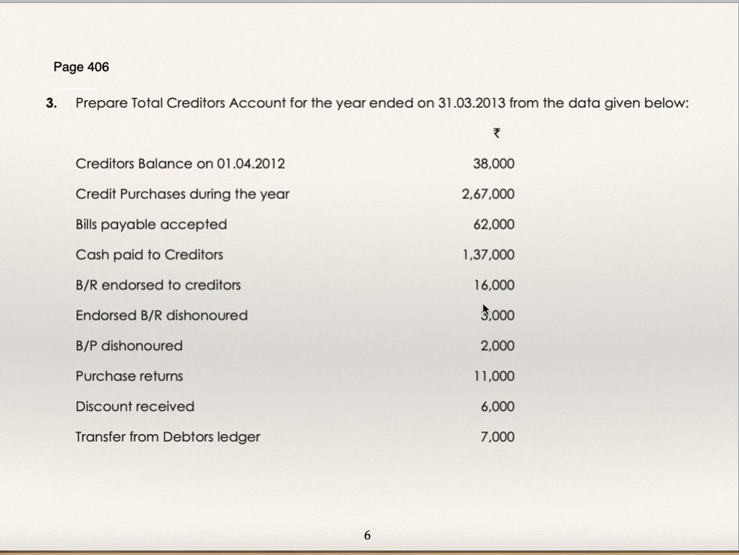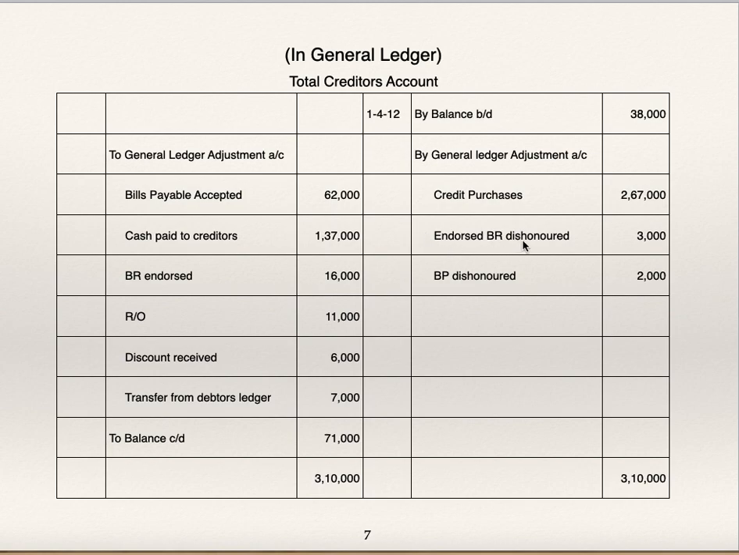Endorsed BR dishonored 3,000, bills payable dishonored 2,000, both to be credited to creditors account. Because of dishonor of bill, creditors balance will increase. Endorsed bill dishonored 3,000, bills payable dishonored 2,000.